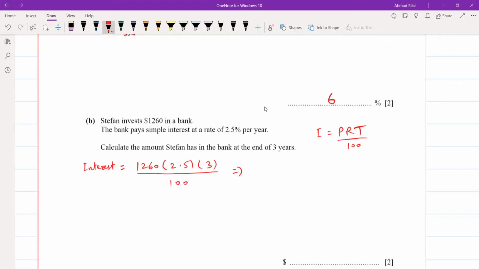So let's calculate this. 1260 into 2.5 into 3 divided by 100. So what do we get? We get 94.5 from here. ठीक है, तो 3 सालों के अंदर ये आपका interest था. Okay. Now, so what is the total amount? उसने आपसे interest नहीं पूछा था, उसने आपसे पूछा कि total amount कितनी होगी in the bank after 3 years. So what is the total amount in the bank? That's 1260 plus 94.5, and that gives you $1,354.5, and that's your final result here.